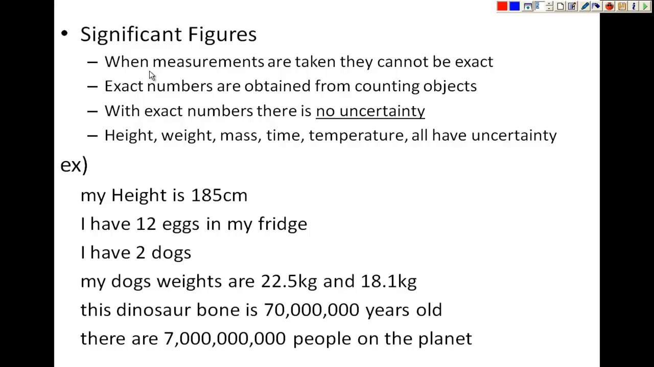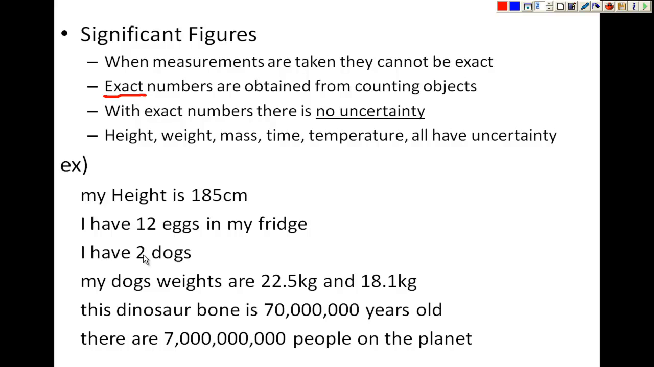Exact numbers are obtained through counting objects. My next example is that I have 12 eggs in my fridge. Is it possible that I have 11.9 eggs, or 12.7 eggs, or 12.4 eggs in my fridge? No, I have 12 eggs. Or there are 2 people sitting at the dining room table. Those are examples of exact numbers.